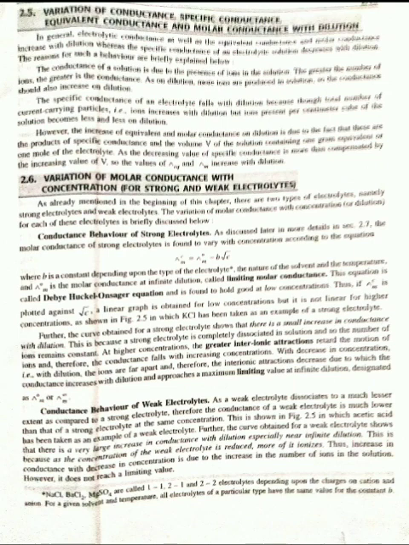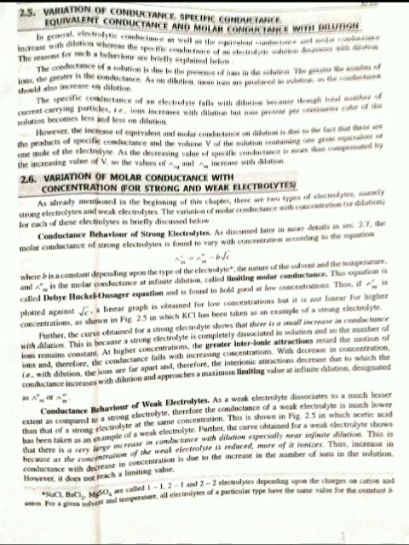Thus, if lambda mc is plotted against root c, a linear graph is obtained for low concentrations, but it is not linear for higher concentrations, as shown in figure 2.5, in which KCl has been taken as an example of a strong electrolyte. Further, the curve obtained for a strong electrolyte shows that there is a small increase in conductance with dilution.